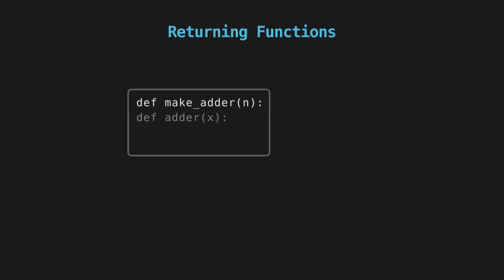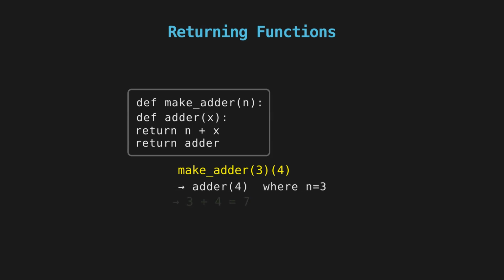Functions can also return other functions. Here's makeAdder. It takes n and returns a new function that adds n to its input. Call makeAdder of 3, and you get back a function that adds 3. Call that with 4, you get 7. Each call to makeAdder creates a different adding function. This is powerful for building specialized tools on the fly.